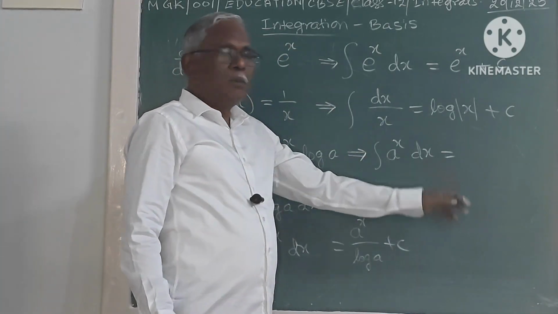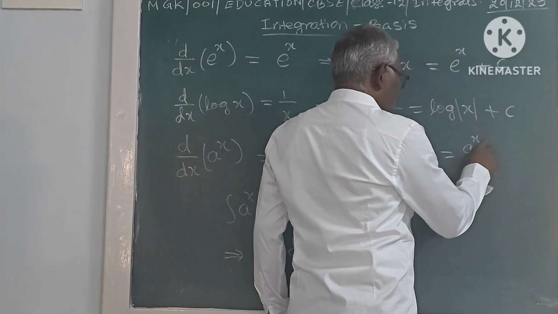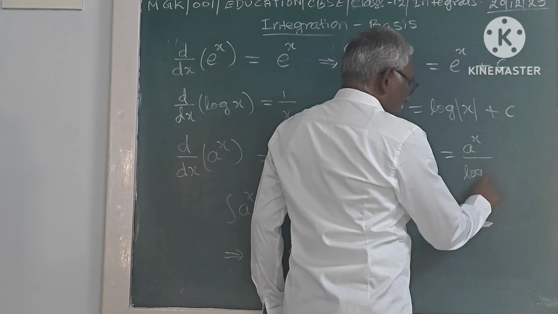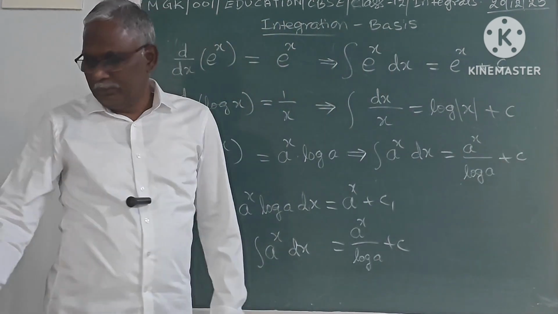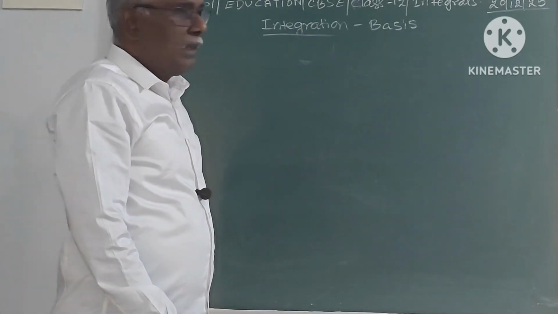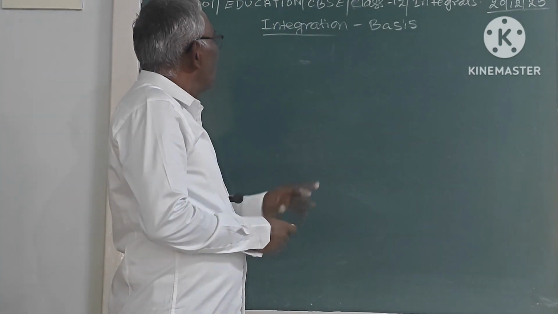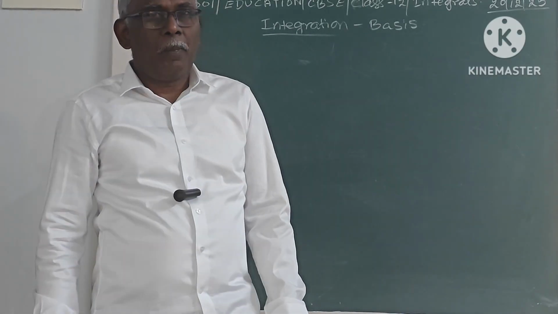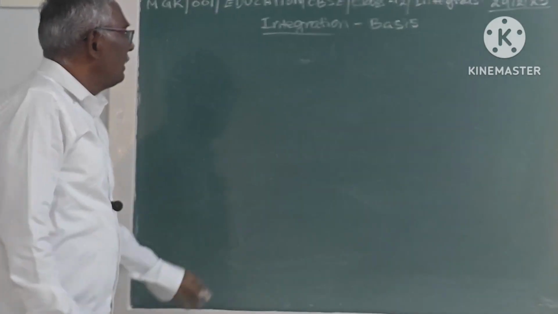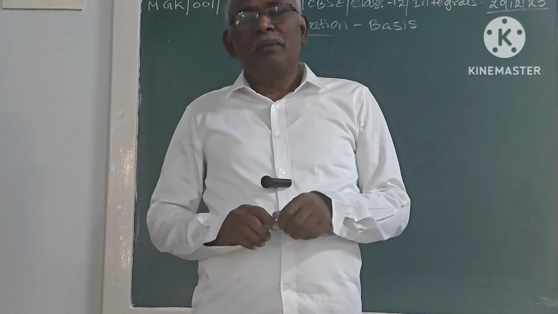So that means integral a power x dx is a power x by log a plus constant. Here a is a constant. Okay, these are the basic integration formulas we had derived. And integration is also called the antiderivative of a given function. Now we will revise some of the formulas we have learned so far.